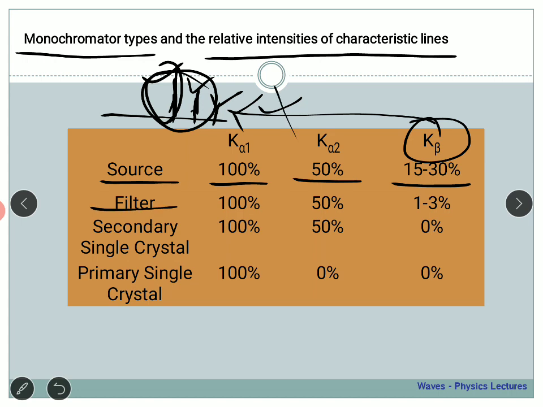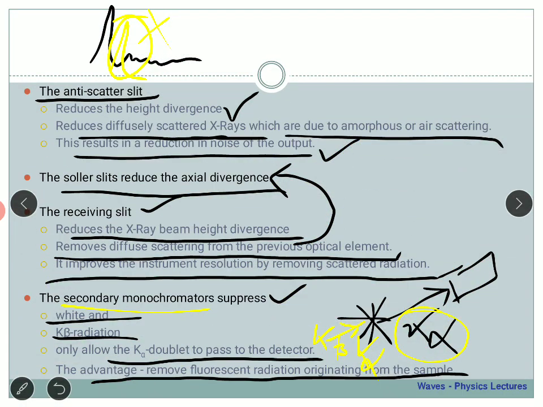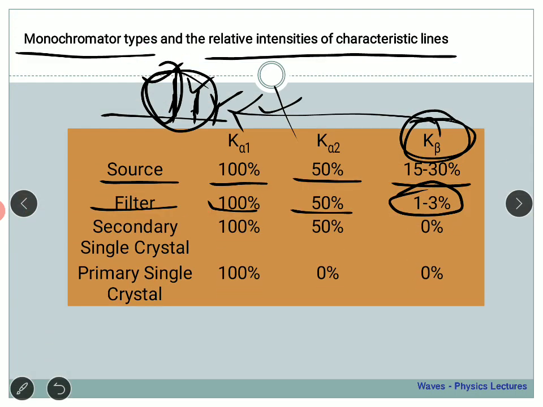If we use a normal filter, along with Soller slits, divergence slits and so on, then K alpha 1 and K alpha 2 are not filtered out, but K beta is filtered out. But it's not that it will be totally filtered out; some of the signal might still be left, 1 to 3%. This is what I talked about in the previous slide, where the secondary monochromator suppresses the K beta radiation. If we use it on the secondary optics, this 1 to 3% will also be filtered out. You have to understand this, it is very logical.